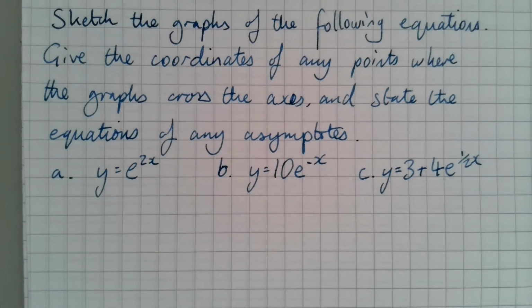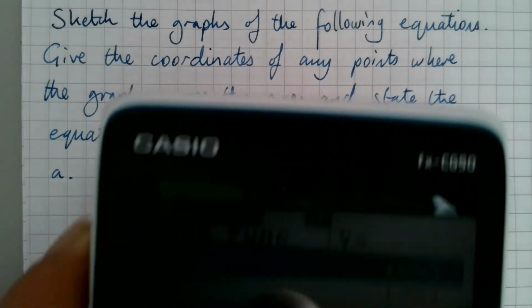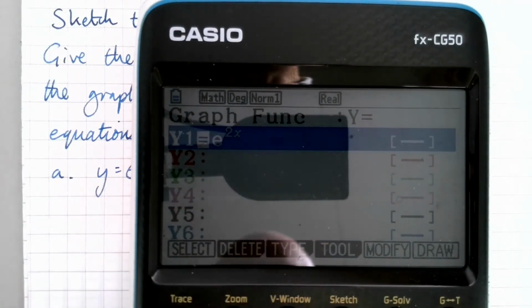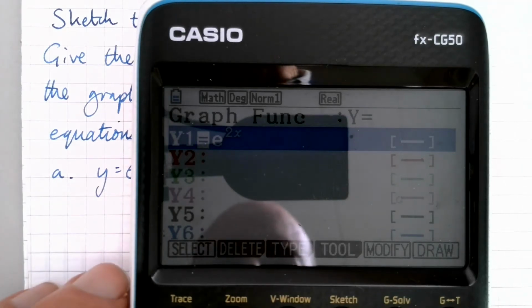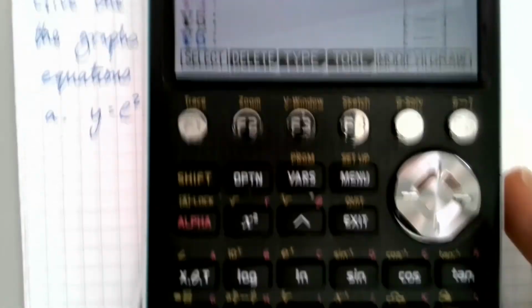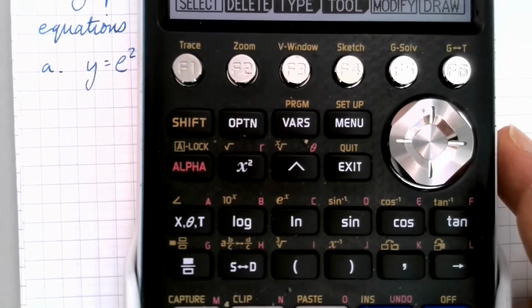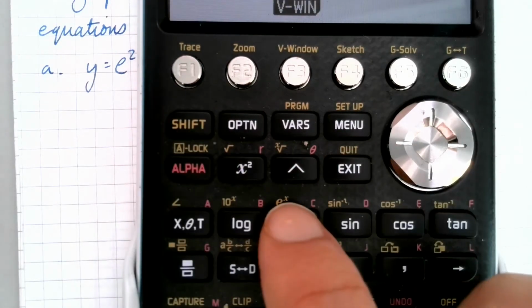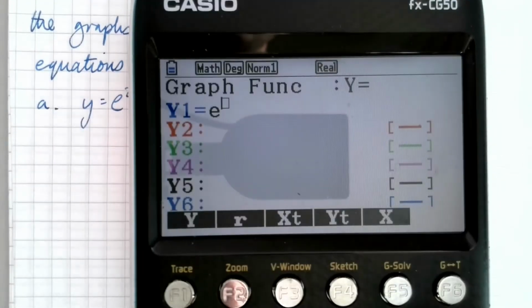And it's also the easiest way to do it. So if you go into your calculator and start off by popping in y equals 2 to the x, just in case you're not sure. I'll delete that actually and show you where e is on the calculator, just in case you haven't found it. So there's e, so we need shift and e, and then it's got power.